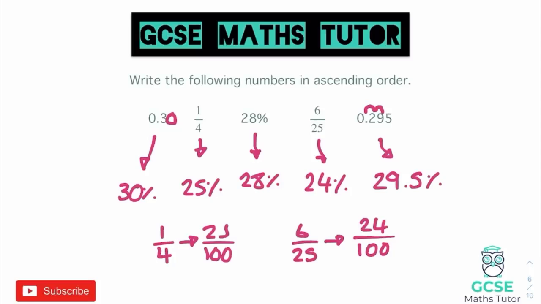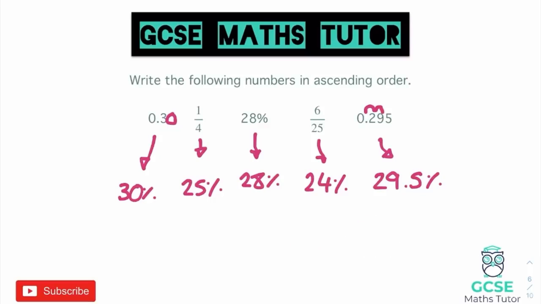So let's get rid of our working out and then let's think about which one of these is the smallest, and then we'll put them in order. Now when you're doing this question, it says write the following numbers in order. It doesn't say to write these percentages in order.